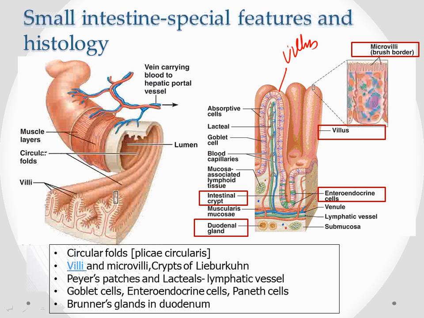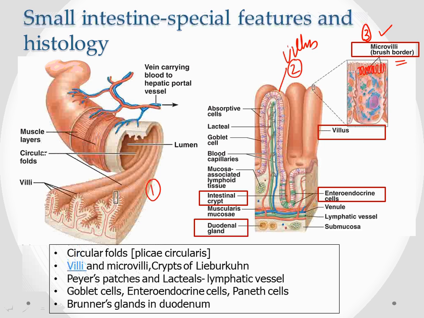And then each cell on the villus, if you look at each cell on the villus, the surface of the cell is also kind of folded, and that is a microvillus, which is also known as a brush border. So it has increased it by plicae circularis, increased it by throwing out projections, which are villi. Then it has microvilli. Each cell is further folded.